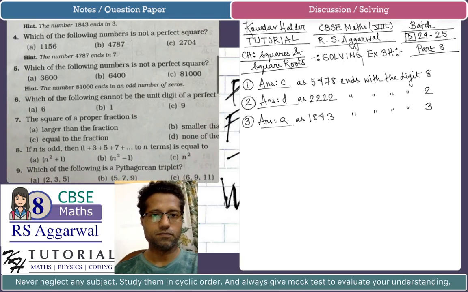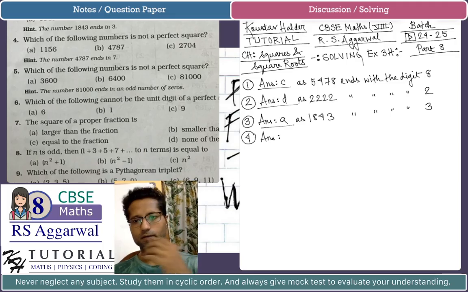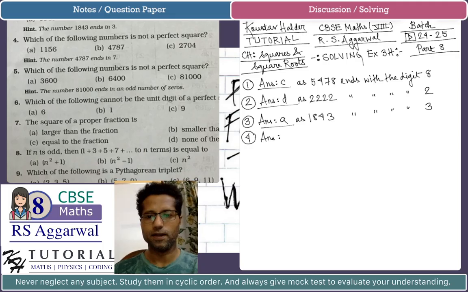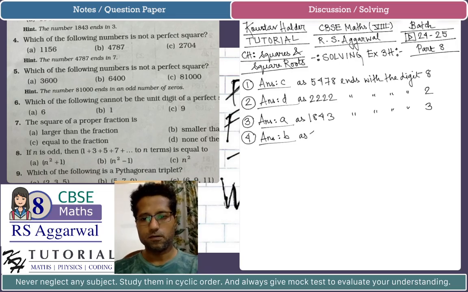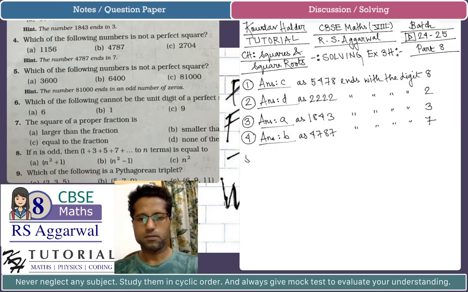Question number 4 is, which of the following numbers is not a perfect square? These first 4 questions are really easy, because it is obvious in all these problems that if any number is ending with the digits 2, 3, 7 or 8, it cannot be a perfect square. So question number 4, the answer is B, as 4787 ends with the digit 7. Okay. Question number 5.